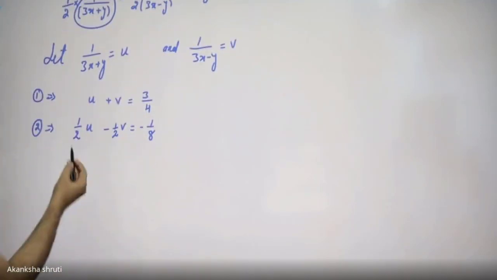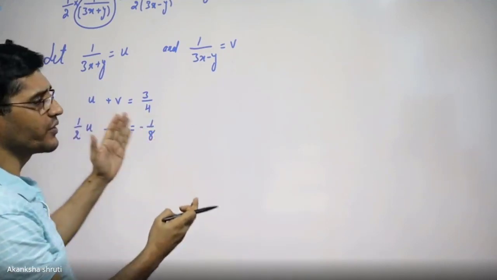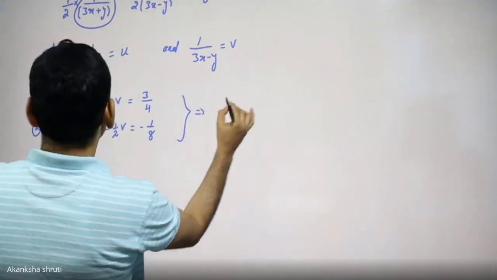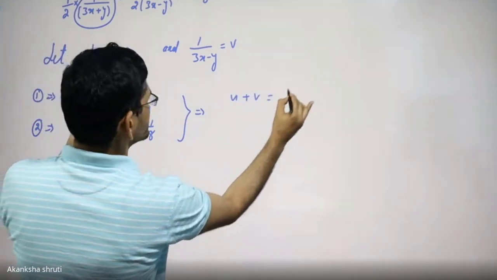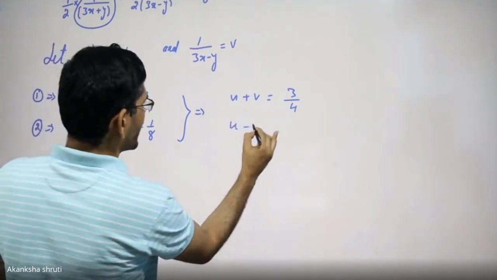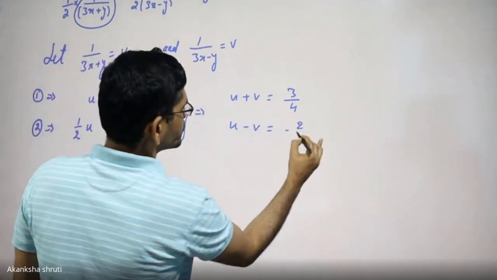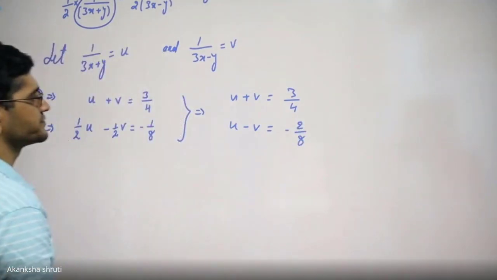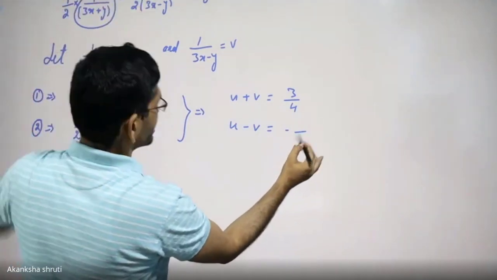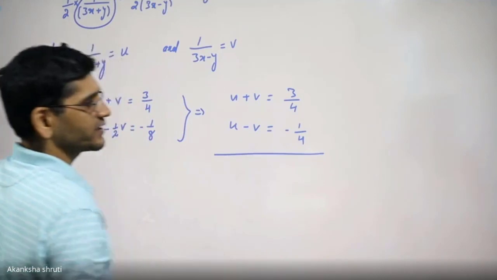A smart or good student is able to understand that these two can be eliminated by sending it to the right hand side. It becomes easier. So this implies, carry the first as it is, u plus v is equal to 3 by 4. But send this 2 to the right hand side. It becomes u minus v. This 2 will come here, minus 2 by 8. But this 2 and 8 can be cancelled. So it is 1 by 4. It is a quite simple equation in u and v.